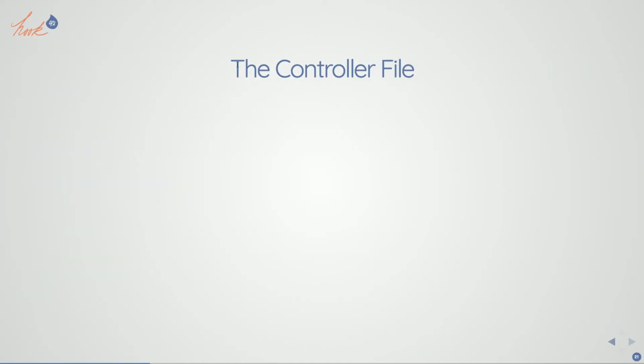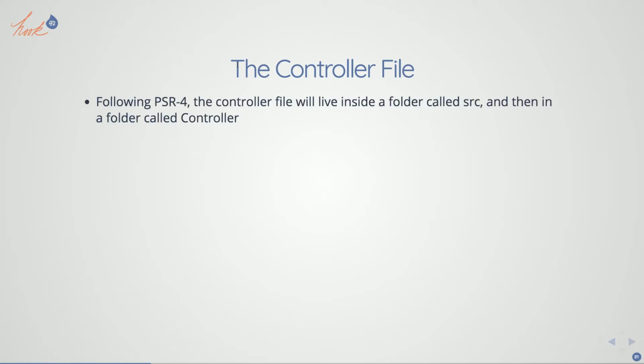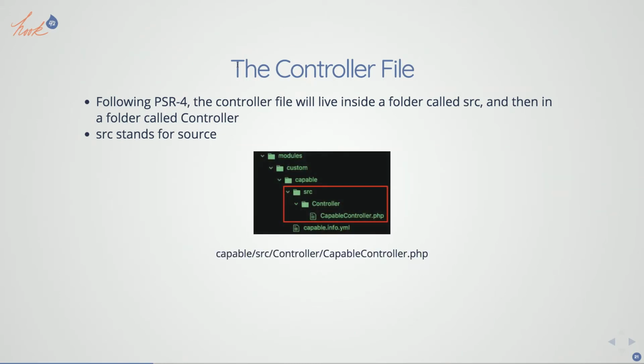Okay, it's starting now. This is where it starts to get fun. We're going into the controller file. This leverages PSR-4, and the controller file lives inside a folder called SRC, and then in a folder called Controller. I don't know why it's capitalized, but it is on all the examples I've seen. I can't tell you why. It might work not being capitalized, so go experiment. SRC stands for source, and that is just a quick screenshot of where it lives.